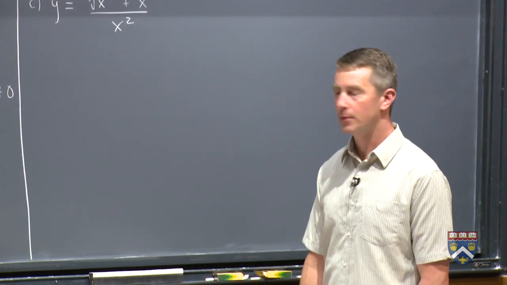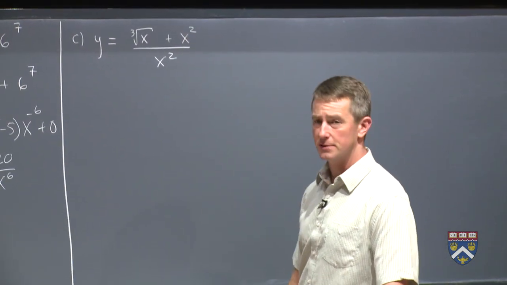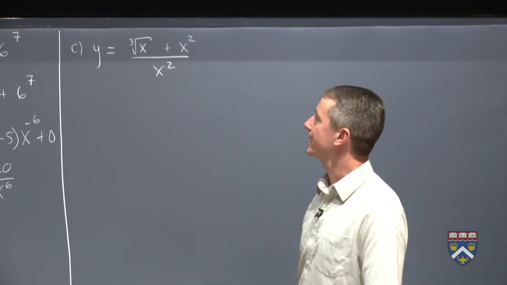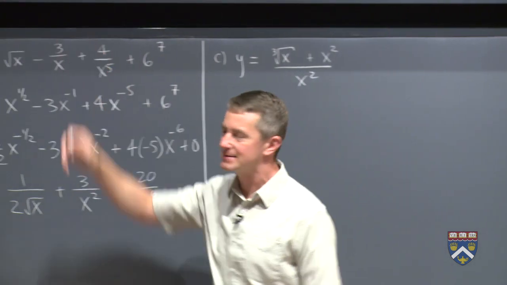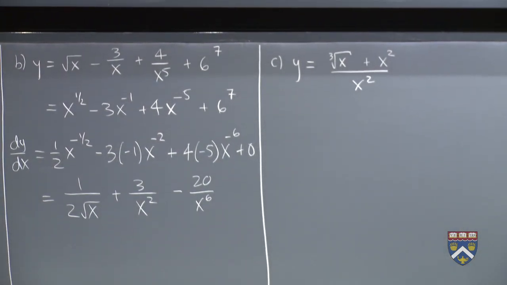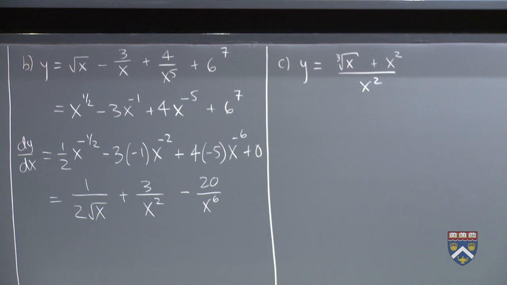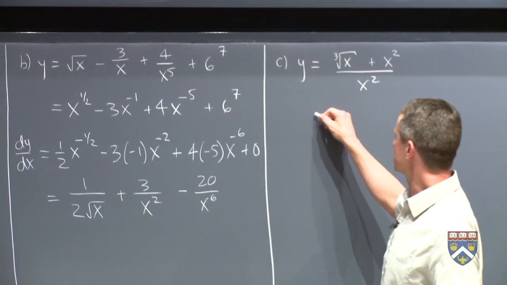Is that one okay? How about this one? This has also got a quotient, and we do not have any rule for taking derivatives of quotients. But unlike this one, I can't just instantly apply my exponent rules like that. Is there a way that I can rewrite this to let us use our power rule? And the answer is yes.